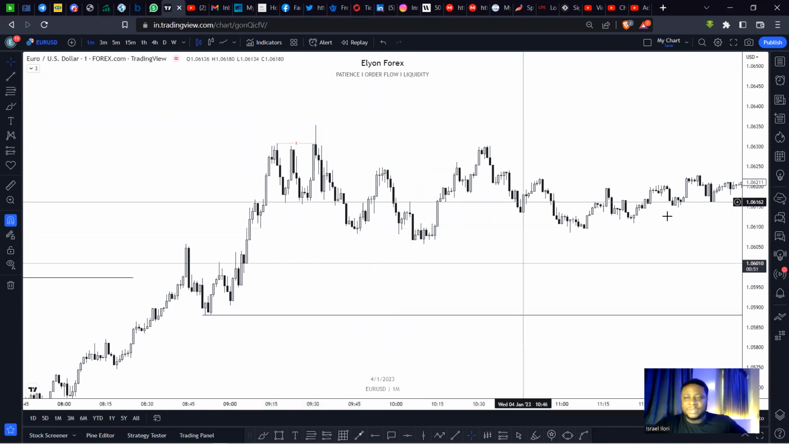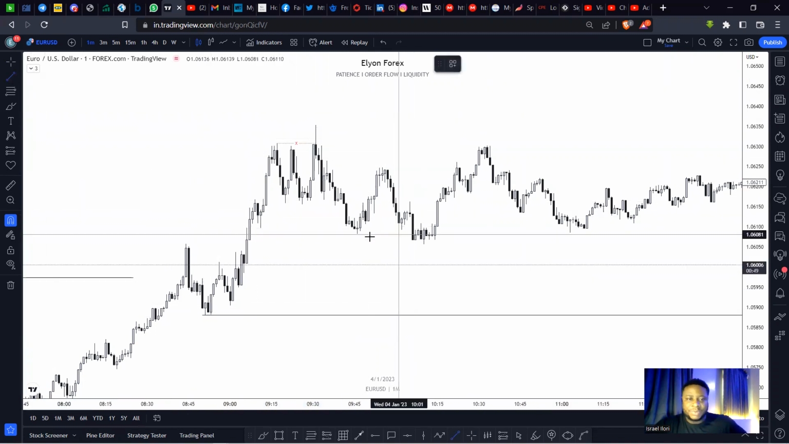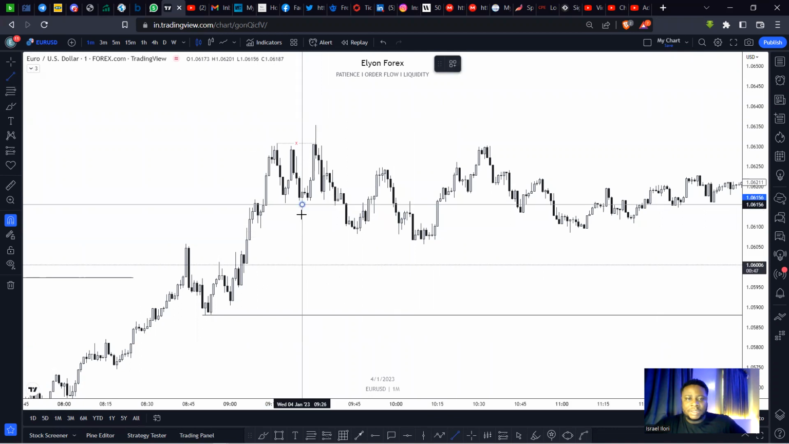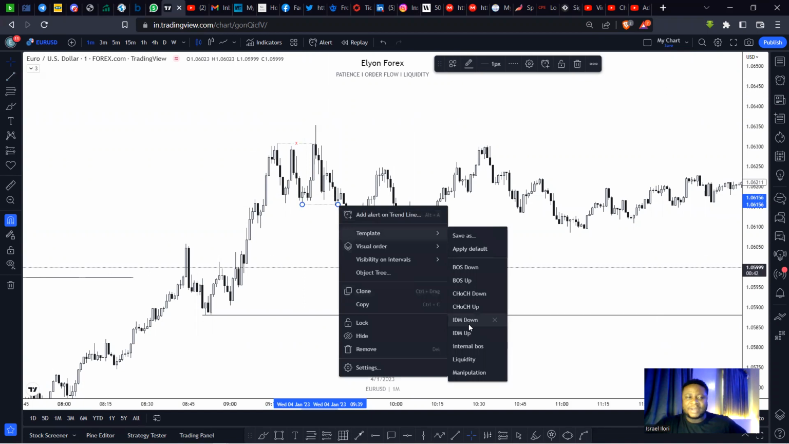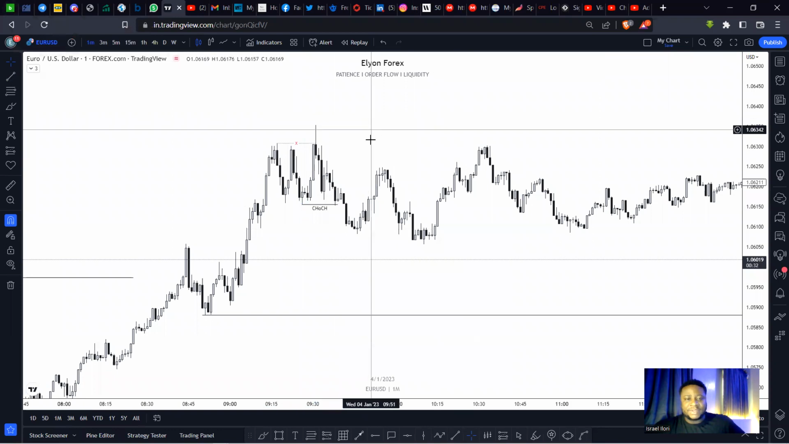We swept buy-side liquidity. And after sweeping buy-side liquidity, what did we have? We had a change of character here, a 1 minute change of character. Now we're on the 1 minute time frame. We are trying to build the story or the narrative for the 1 minute. So we had a change of character to the downside.